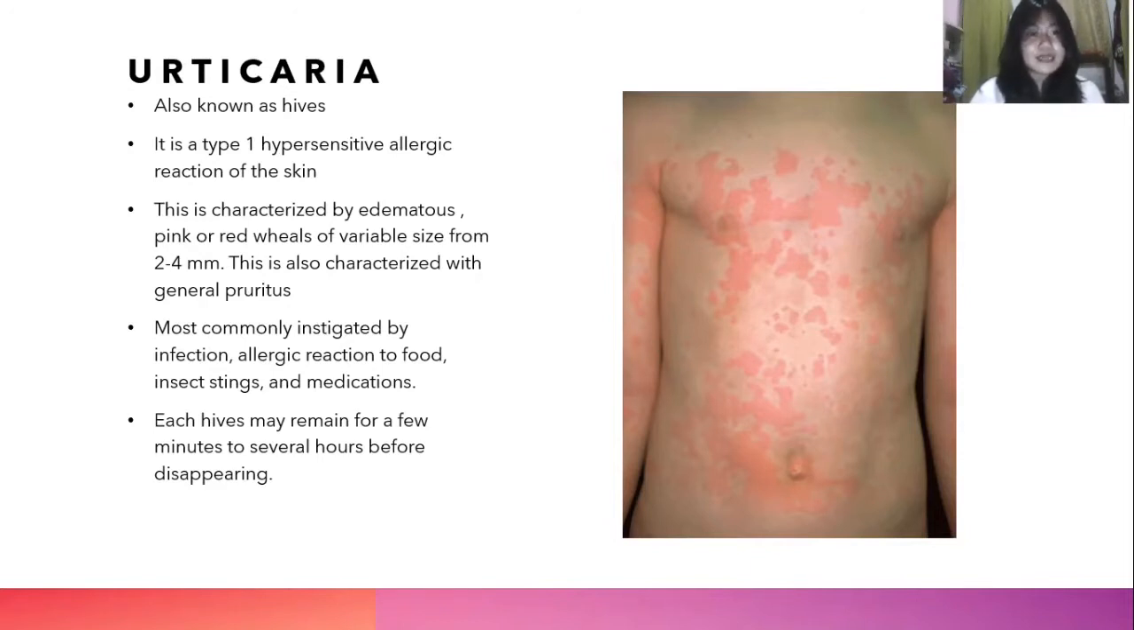It is a type 1 hypersensitive allergic reaction of the skin, and it is characterized by edematous, pink or red wheals of variable size from 2 to 4 millimeters, and this is also characterized by general pruritus. As you can see in the picture, these are wheals. Later on in our lecture, I will show you the difference between a wheal, a pruritus, as well as a localized edema, or erythema rather.